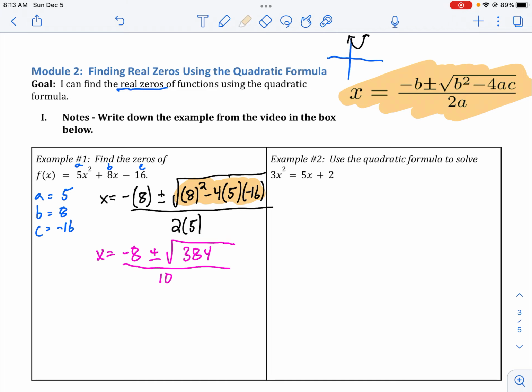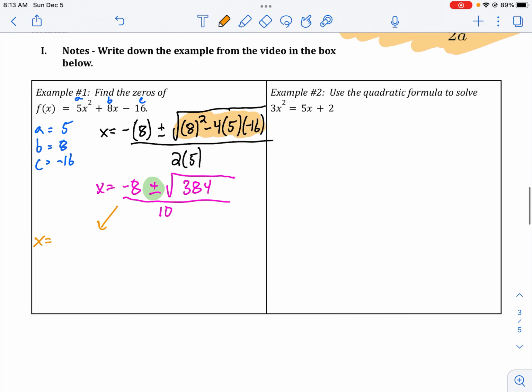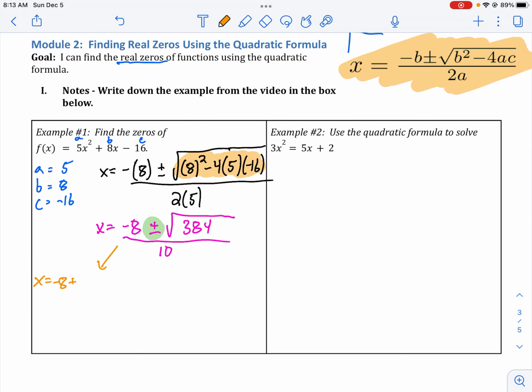Now, at this point, this plus or minus sign, if you think back to our graphs, when we did graphing in Module 1, most of them had two solutions. There were two different places where we crossed the x-axis. So we're going to get two different answers from the quadratic formula. So at this point, I'm going to split it. For one solution, we use the plus sign. So we have negative 8 plus the square root of 384 divided by 10.